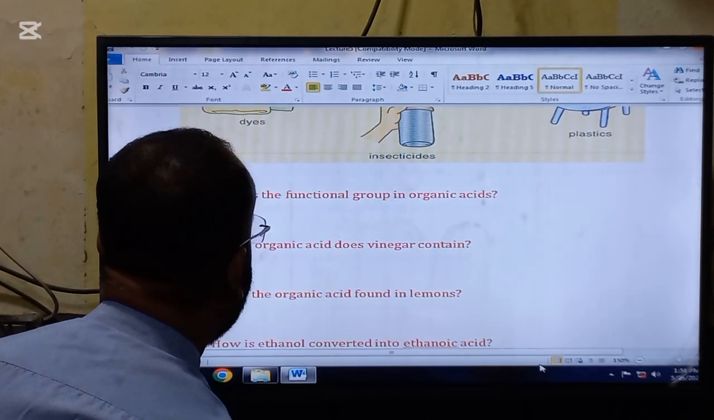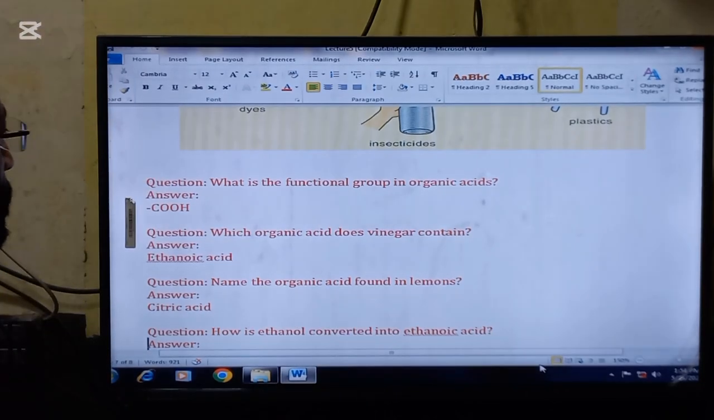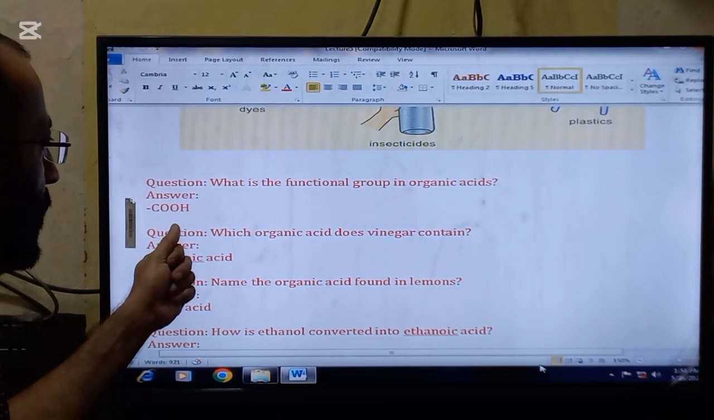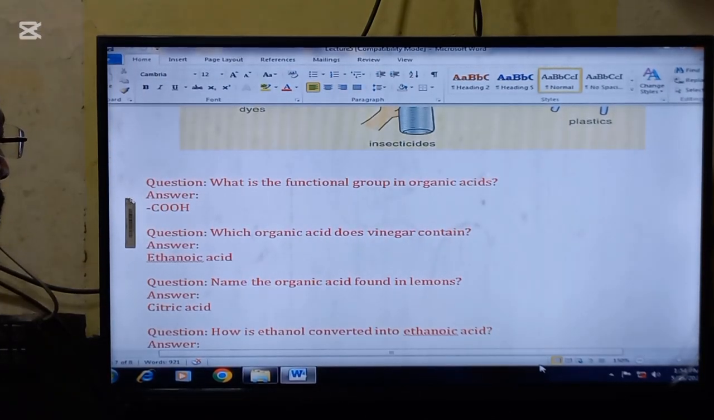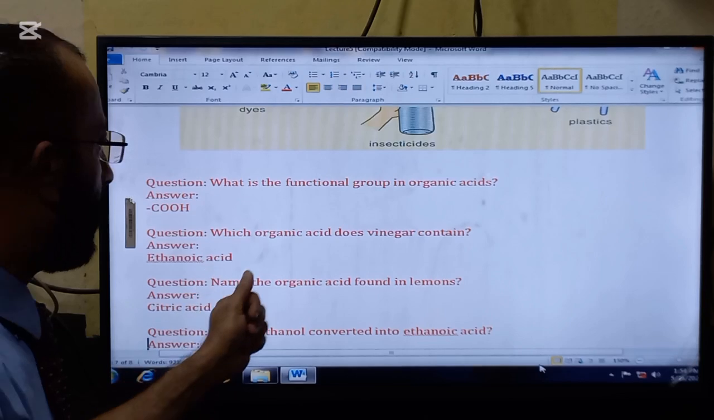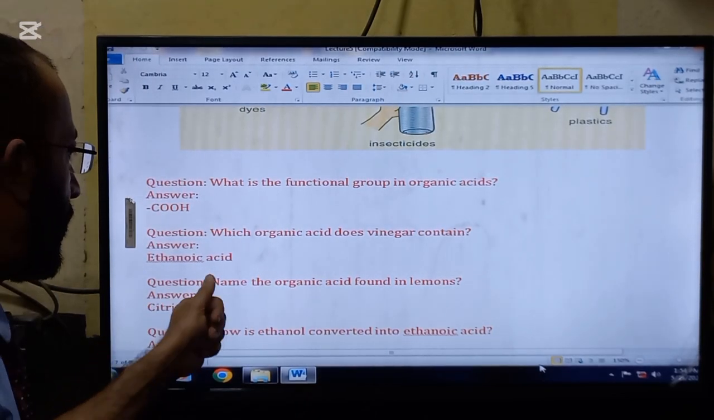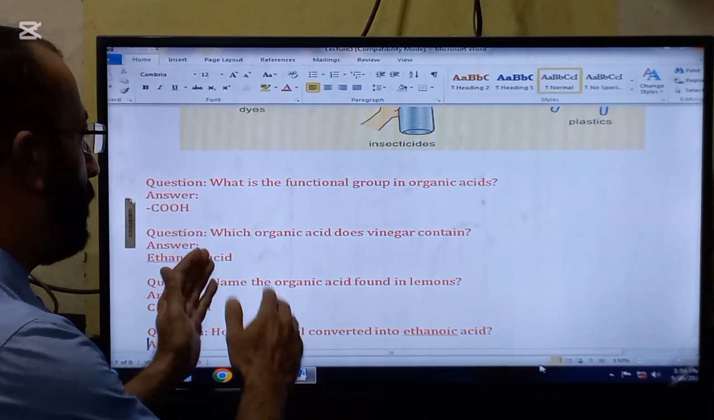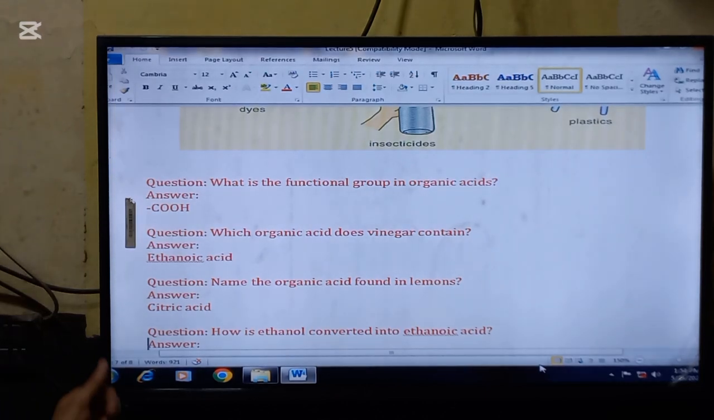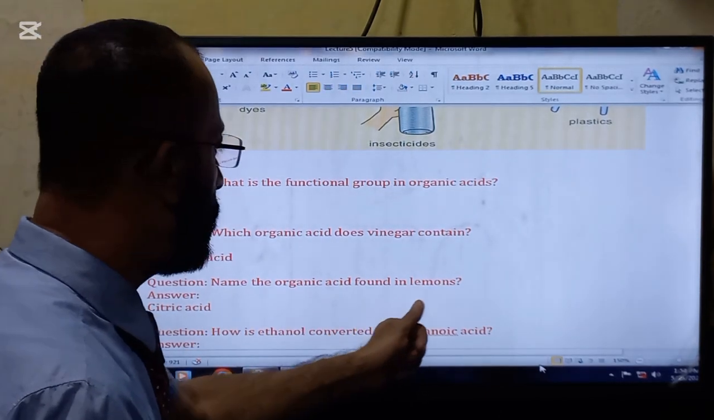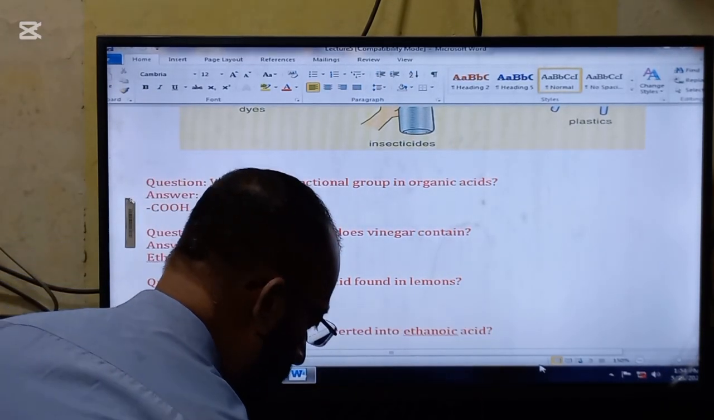And other question is here, what is the functional group in the organic acid? So remember, COOH is the functional group of the organic acids. And other short question is here, which organic acid does vinegar contain? The answer is ethanoic acid is responsible for vinegar contain. Next question is, name the organic acid found in lemons. The answer is citric acid is found in lemons.